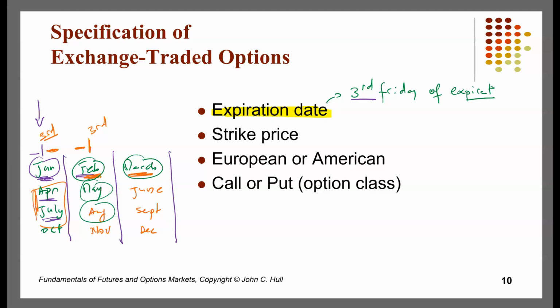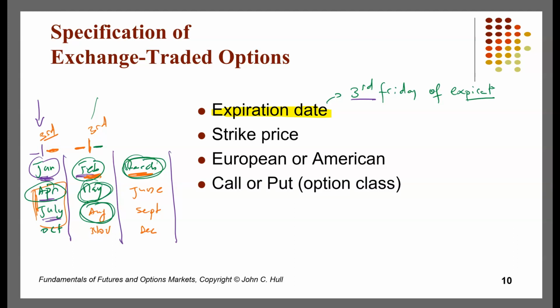And if the option is trading after the third Friday, we're going to have something very similar to the scenario for January. For January, what we had there was February, March, and then April and July. So in this case, we're going to have March, April, and then the two other months in the February cycle, which are May and August.